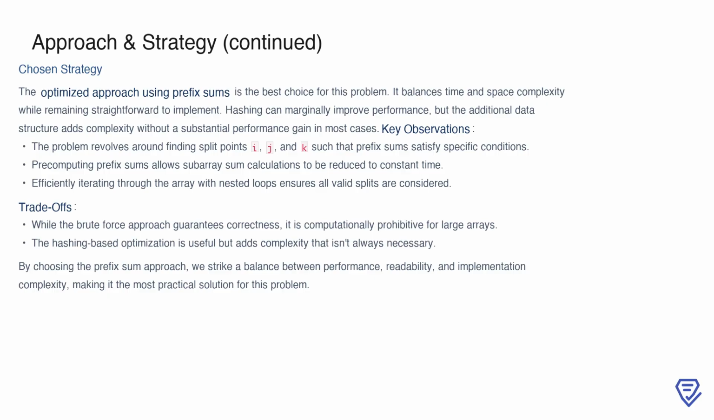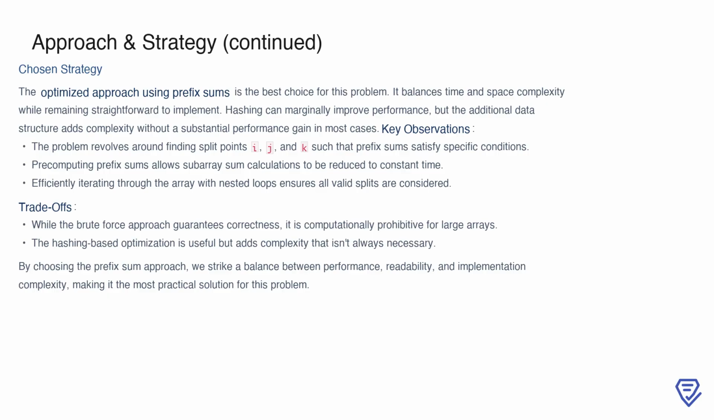After considering the various approaches, the optimized strategy using prefix sum strikes the best balance between simplicity, performance, and implementation complexity. It avoids the inefficiency of brute force while remaining straightforward to implement. Although the hashing-based optimization can further reduce some overhead, the added complexity and space requirements often outweigh the marginal performance gains. The key takeaway is that the problem revolves around identifying the split points i, j, and k such that the prefix sums meet specific conditions.